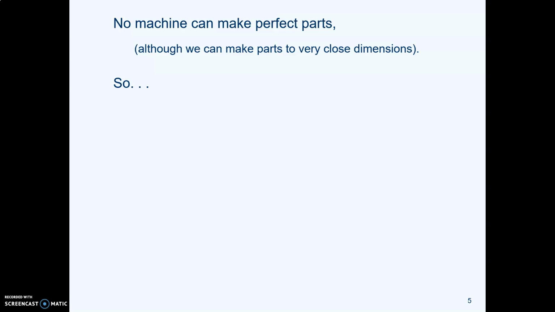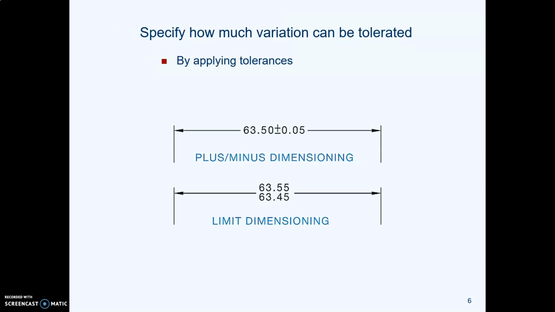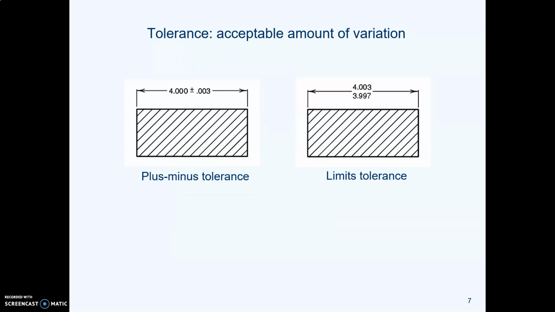All because no machine can make perfect parts. Even though we can have very close tolerances, we cannot make perfect parts. So you specify how much variation you can tolerate by applying tolerances. A tolerance is the acceptable amount of variation, and you can write it either this way, like a plus-minus tolerance, or this way, a limits tolerance. Both these parts say exactly the same thing.